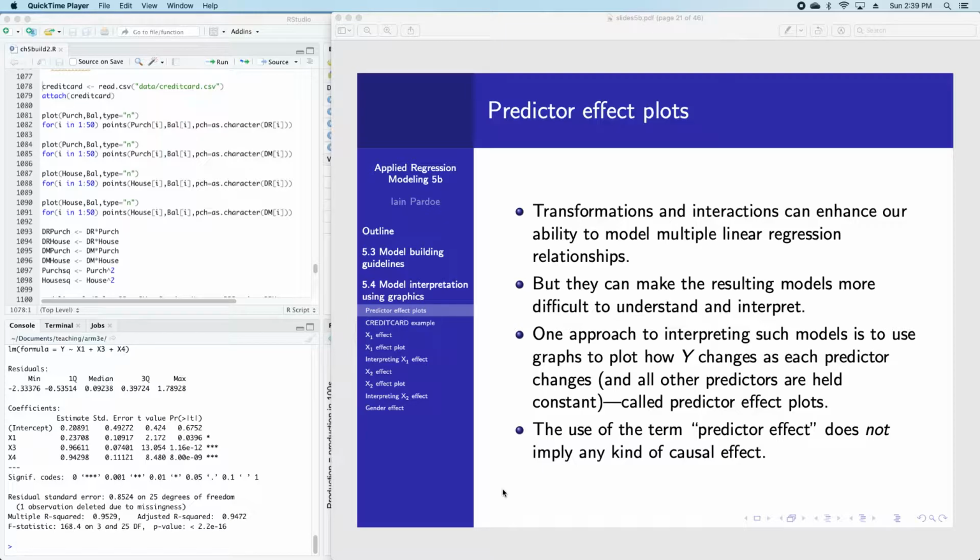such models. In particular, what they do is they plot how y changes as each predictor changes and all the other predictors are held constant. And so in a way, they are a graphical representation of the regression parameters in a model.